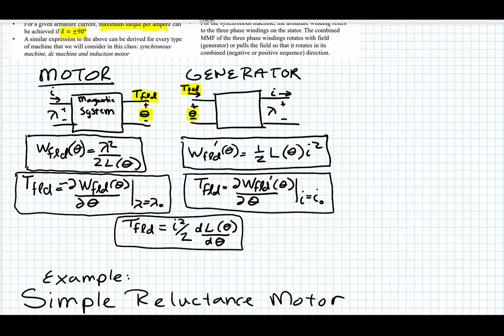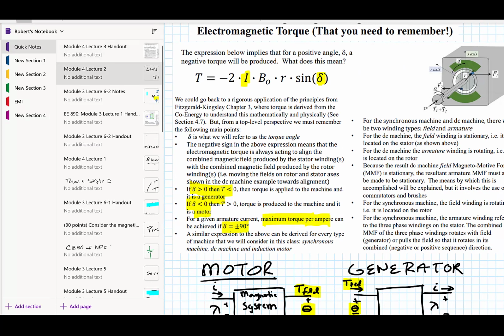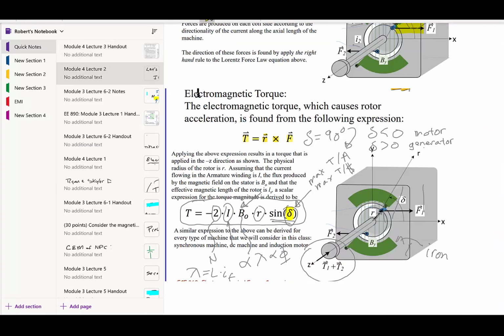Now, to review one thing, going back to the last notes, we use this expression here to go from force to torque. Again, it's another right-hand rule. What you really have to think about is the direction of force, and then you're moving from this center out to what Mustafa called an arm. That's a good way to think about it, because we're actually going to call this an armature.